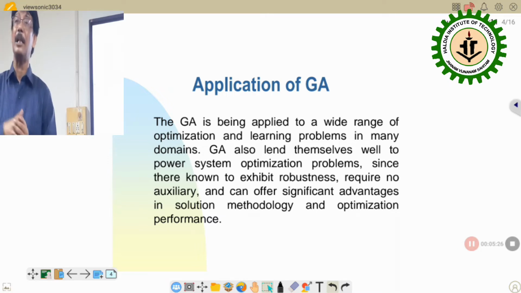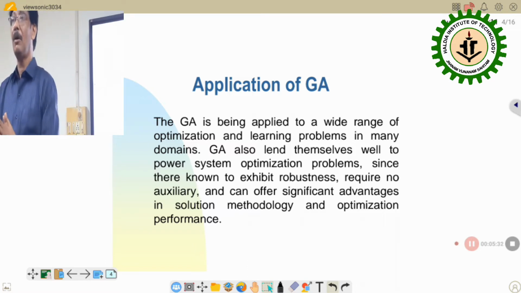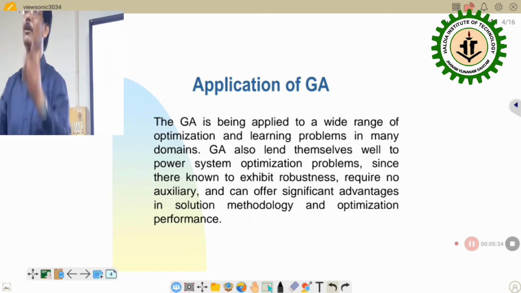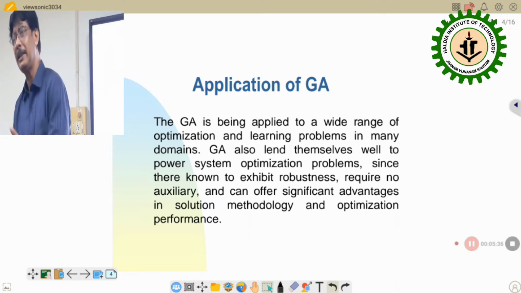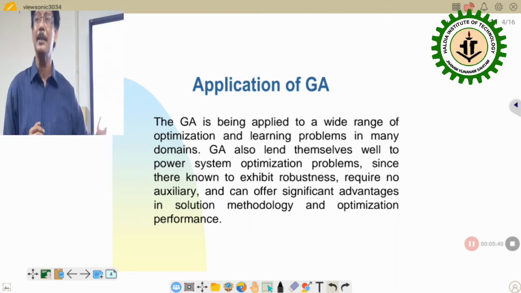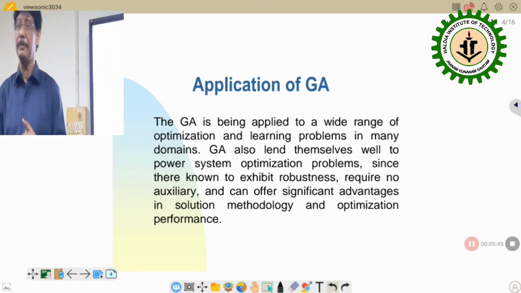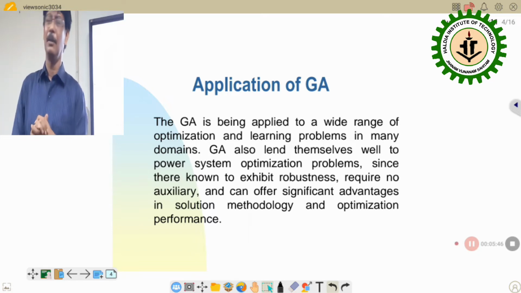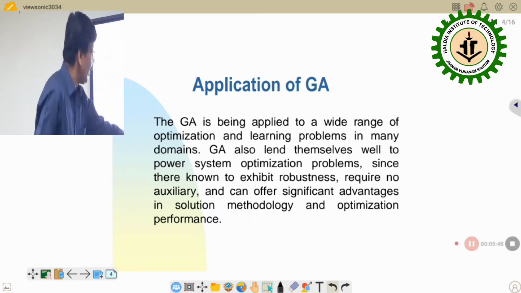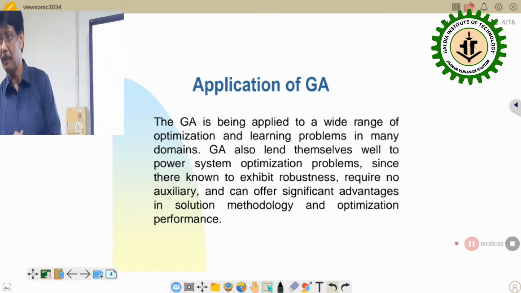You will discard the worst chromosomes, the worst solutions, by replacing them with some new solutions, or you have to go for the genetic operations. Two types of genetic operations will run afterwards. One is the crossover operation and the other is the mutation operation. Normally there are two types, but there are some other operations too, and they can offer significant advantage in solution methodology and optimization performance.